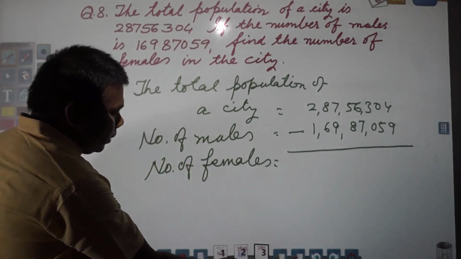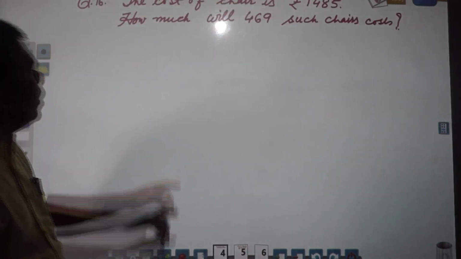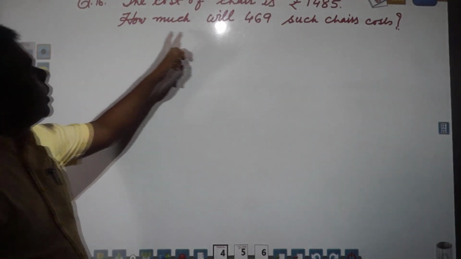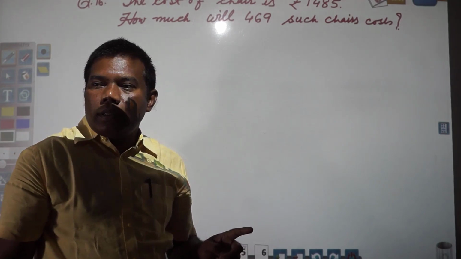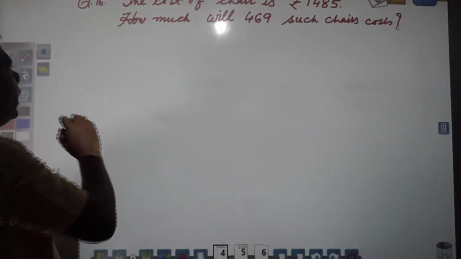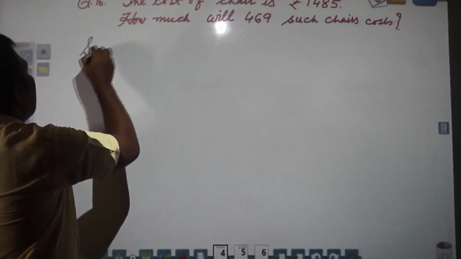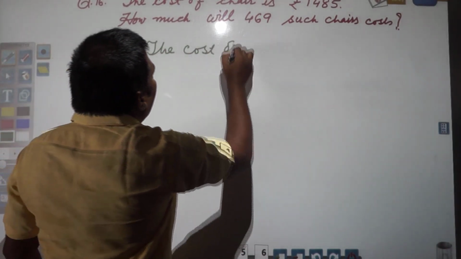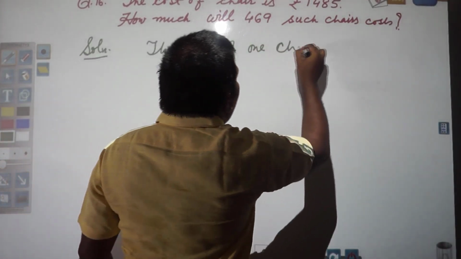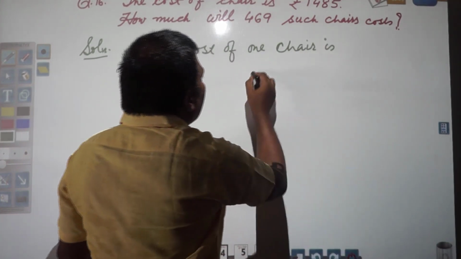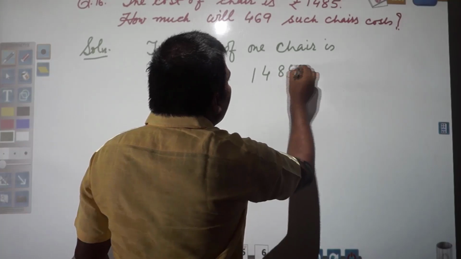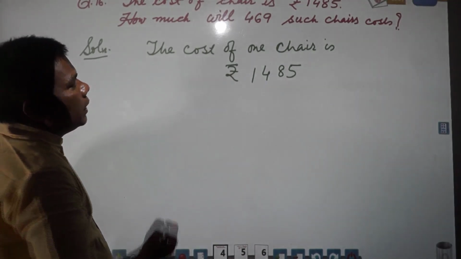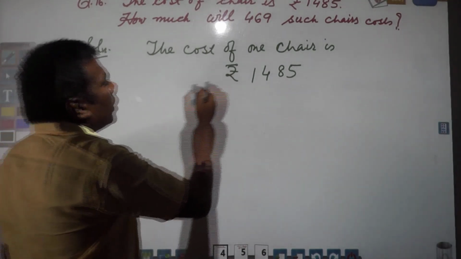Okay, we will move to the next question. The cost of a chair is 1,485 rupees. How much will 469 such chairs cost? So how will we solve this? How will we write this? The cost of one chair is 1485 rupees. How much will 469 such chairs cost? So what will you write?